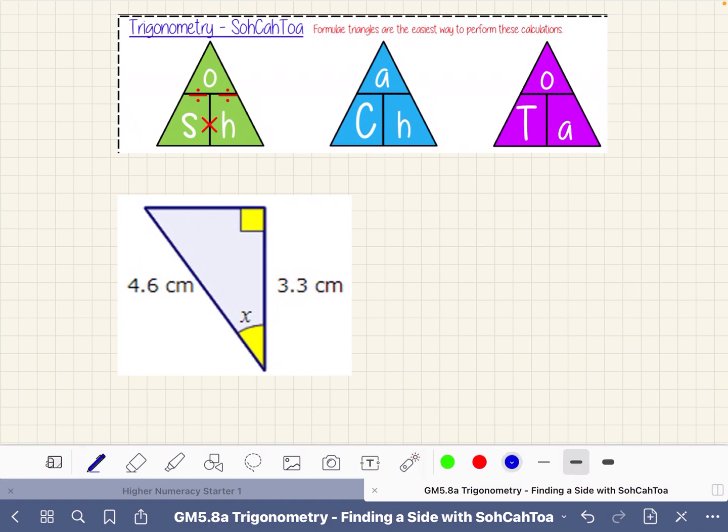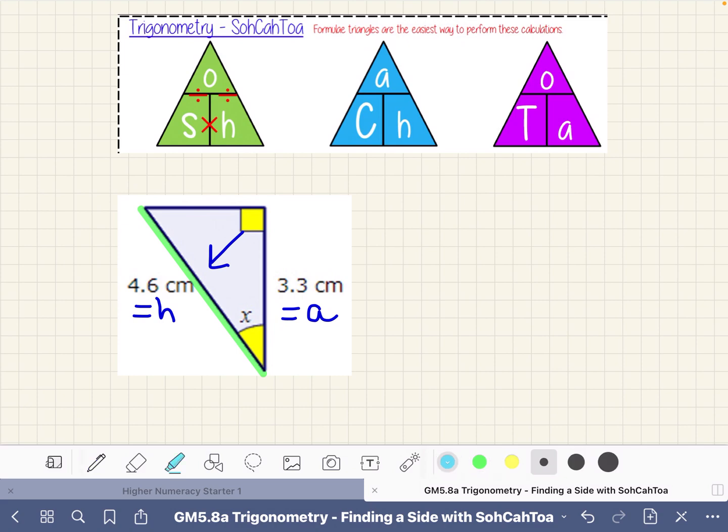First of all, we will label up our sides. Across from this right angle is 4.6. This is the hypotenuse. We are told its value, so we label it up as H. 3.3 is on the side where the right angle and the angle are next to each other. That means that 3.3 is our adjacent side. The side at the top does not have any number or letter, so we will leave it blank.